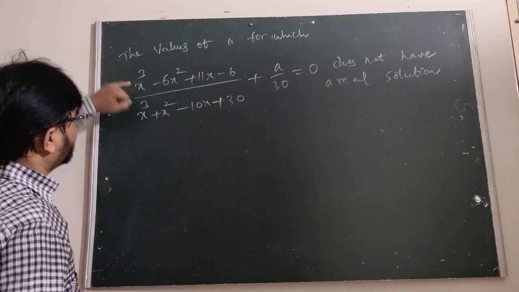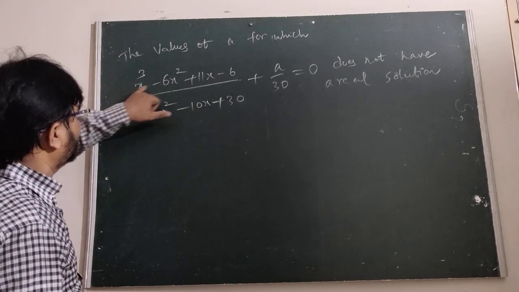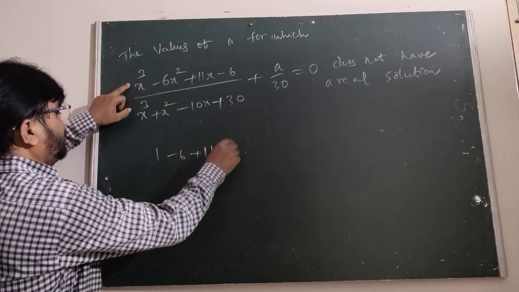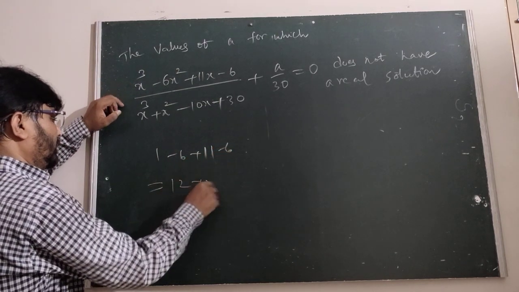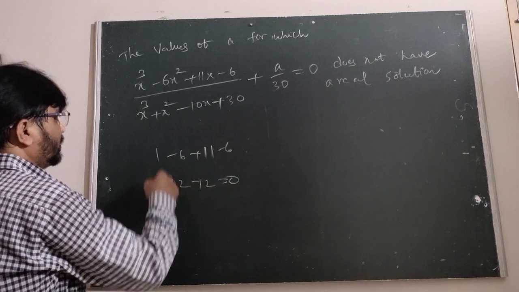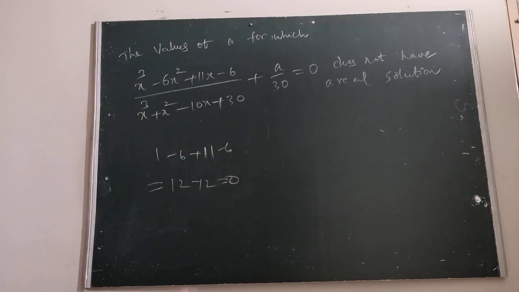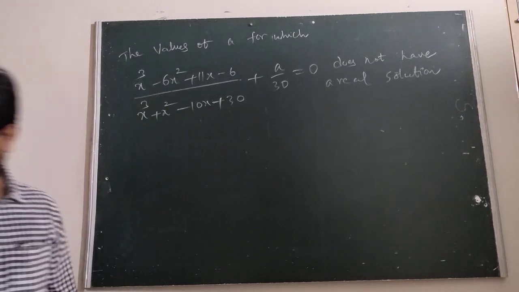So we are taking x equal to 1 in this: 1 minus 6 plus 11 minus 6. This is 12 minus 12. It will be 0. Therefore, x minus 1 is a factor of f of x.